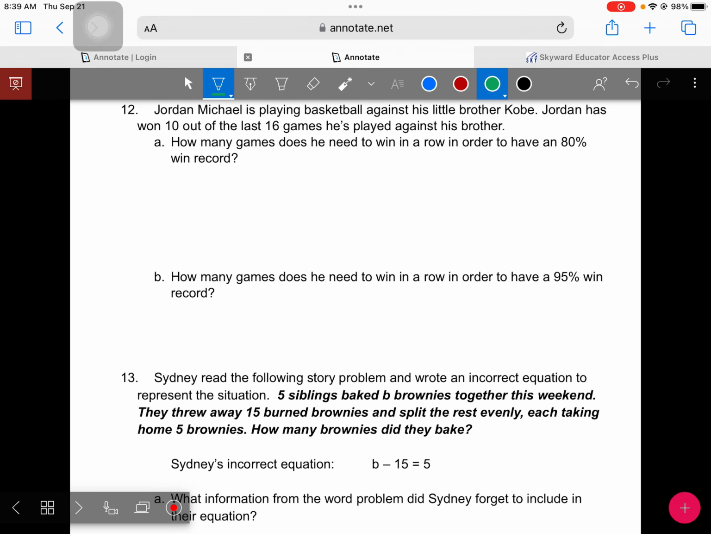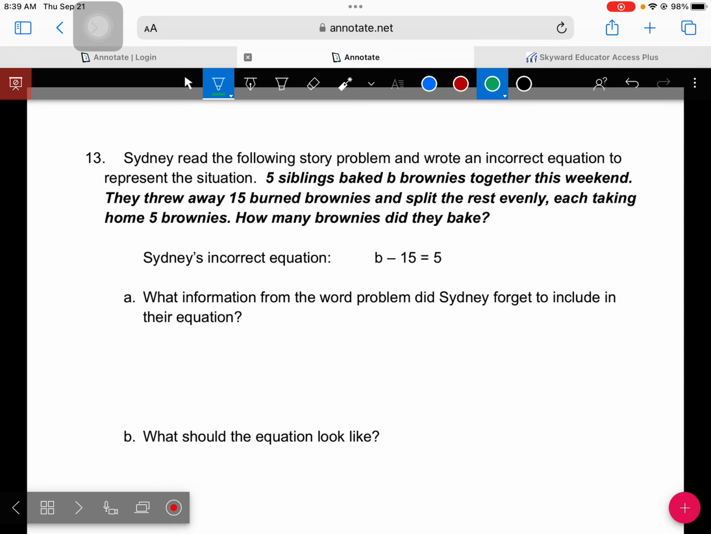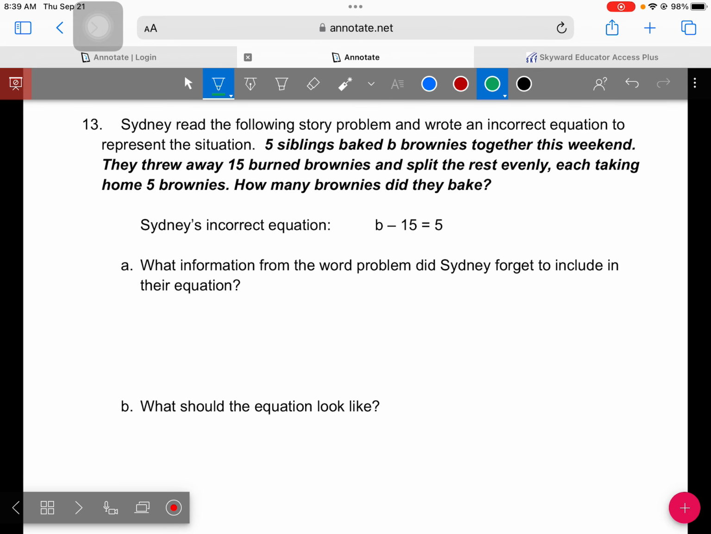All right, before we do 13B, we probably should do A. Sydney read the following story problem and wrote an incorrect equation to represent the situation. 5 siblings baked B number of brownies together this weekend. They threw away 15 burned brownies.